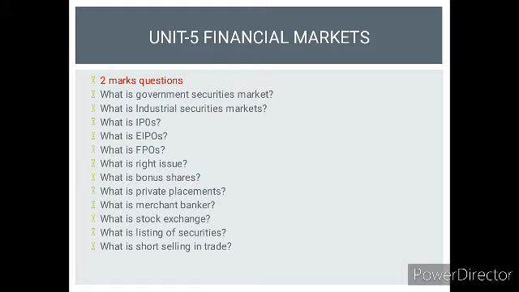Bonus shares. Bonus shares are the shares which will be issued by the companies to the existing shareholders, in addition to the existing shares, in the form of bonus. Instead of paying bonus in cash, they will pay in the form of shares. Then private placements. These are the securities which are offered to a private individual or group, and these are not available to the general public to invest. They are available only for a certain group of people. That will be called private placements.